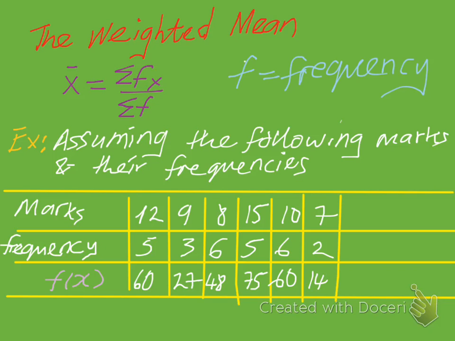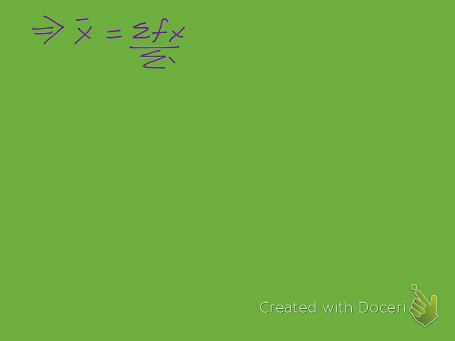So from the formula, we need the sum of f, the sum of all the frequencies. Sum of f is 27. And we also need the sum of f of x, which is 284. To calculate the weighted mean, sum of f of x over sum of f, we get 284 over 27, which is 10.5. That's the weighted mean.